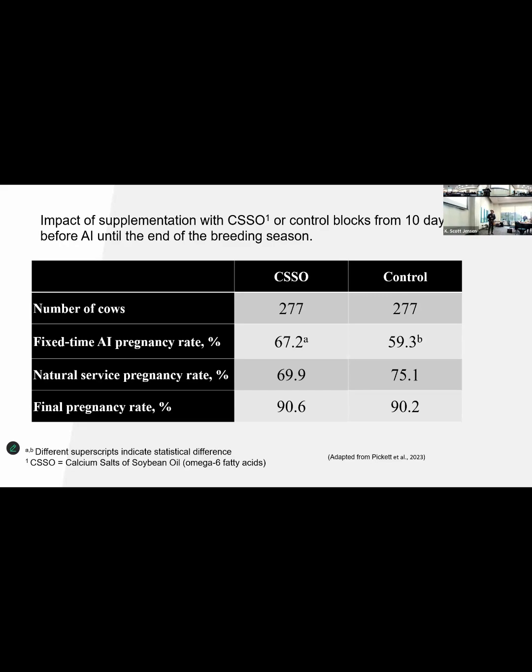What they found was early on, they got higher pregnancy rates in those cows that received the omega-6 fatty acids compared to the control group, but they didn't really improve overall pregnancy rates, and they didn't improve pregnancy rates to natural service. They've had other studies where they looked at it for just 10 days before and then 21 days after AI and saw an improvement in pregnancy rates. So there may be some opportunities with some of these omega fatty acids, whether the omega-6s or omega-3s, to increase early pregnancy rates, those first service or AI pregnancy rates in cows.